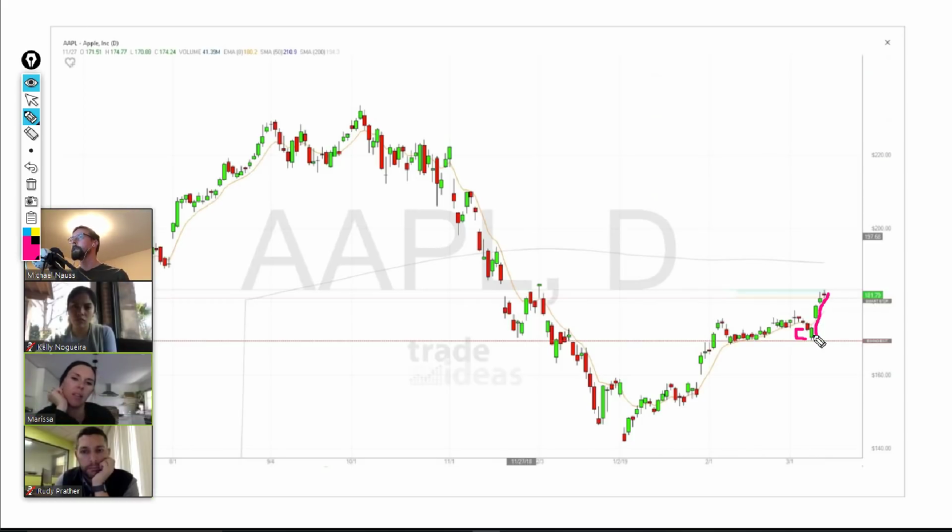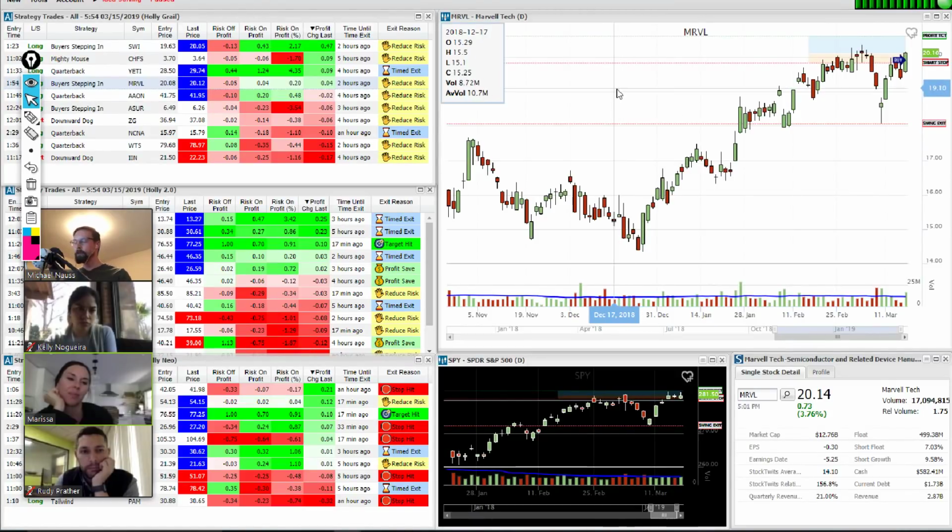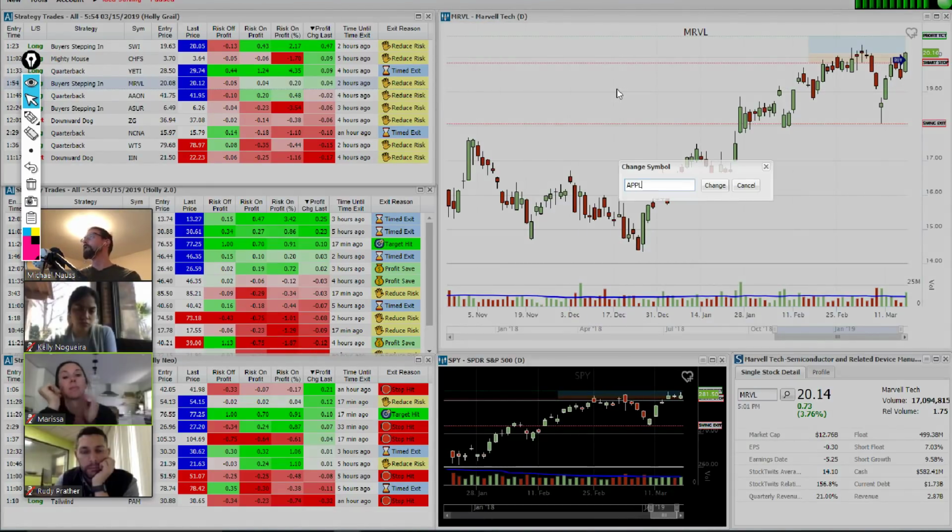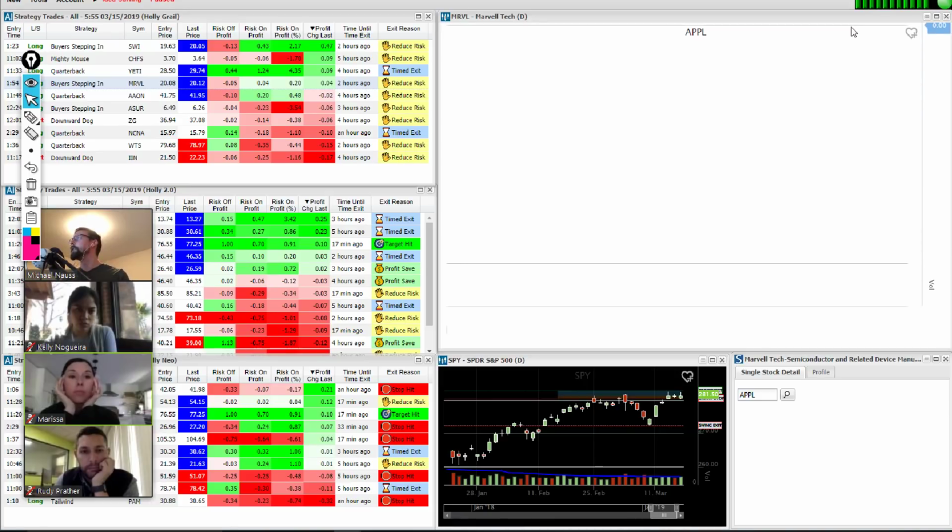Can we zoom into that so we can see the candle closer? We can. What we're going to do is I'm going to show you this. So here is Trade Ideas. This is the web version of Trade Ideas.